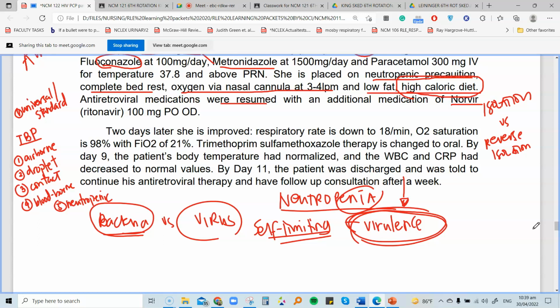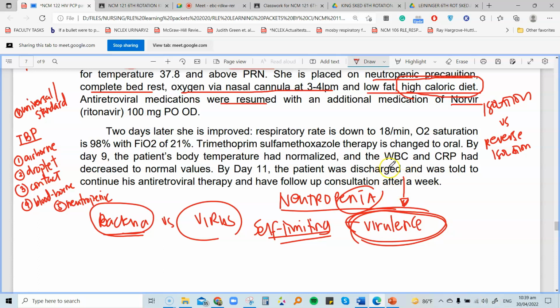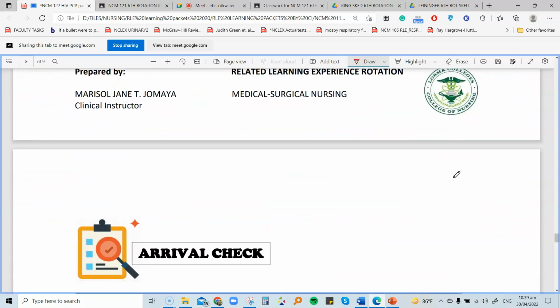By day 11, the patient was discharged and was told to continue his antiretroviral therapy and have follow-up consultation after a week. You see, the very reason why the patient was actually admitted in the hospital is because matigas po ang ulo niya. For 6 years, he has been taking your antiretroviral therapy. But because he had stopped his antiretroviral therapy and because the patient was not compliant with the medication regimen, he has suffered all of these things. Okay? Hence, later on in your task, we are going to do your telehealth consultation with patient MK. Okay? Naintindihan?